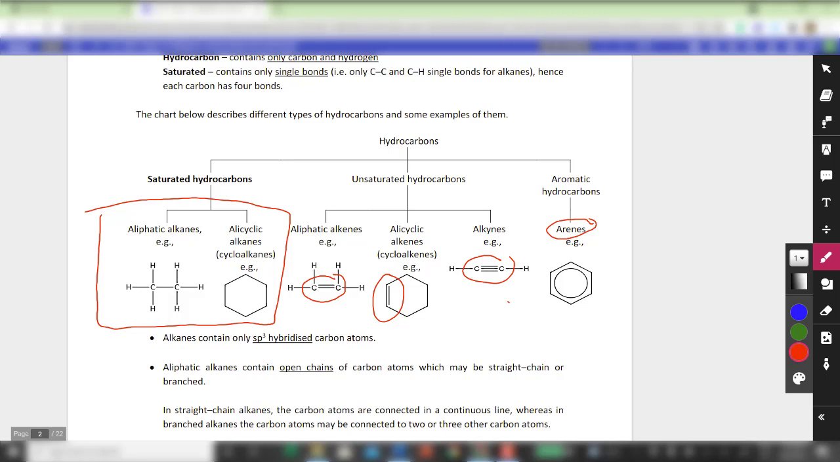For arenes, it is formally a ring with three alternating double bonds, but because the pi electron cloud is delocalized, we represent it with a ring right in the middle like this. So just be very careful when you represent the structure. The usual convention for A-level chemistry for an aromatic ring, or benzene ring, is a hexagon with a ring in the middle. This other form, what we usually call the Kekulé structure, we don't usually use very often in H2.